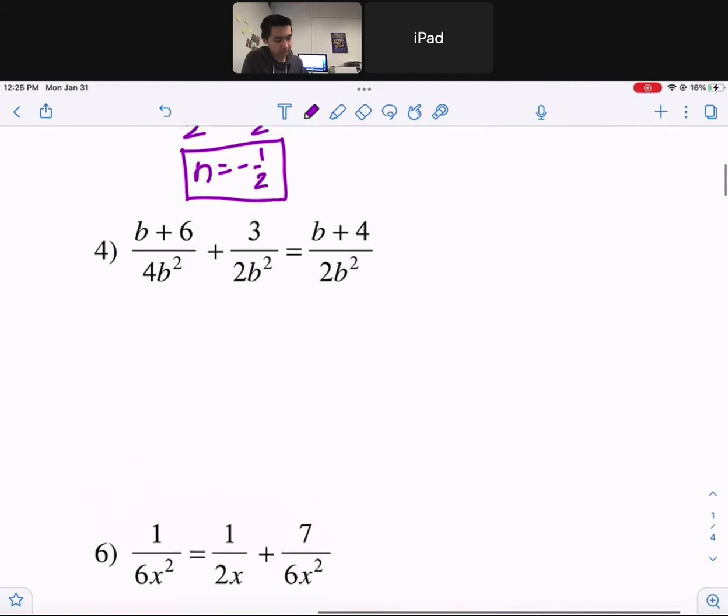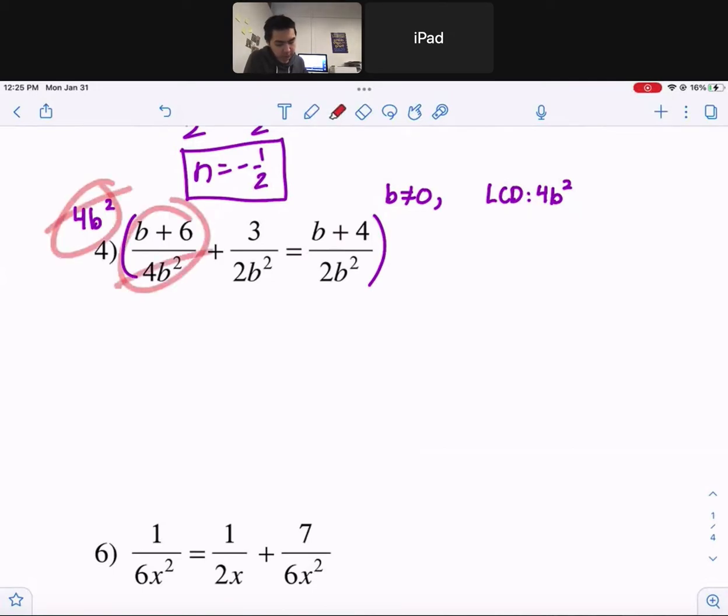Number 4. b cannot be 0, and the LCD is 4b to the second power. So remember, if you multiply by the LCD, hypothetically, or in reality, every single denominator should be eliminated. So we multiply this one to this one, so the 4b squares will cancel, so all that's left would be b plus 6. This times this.